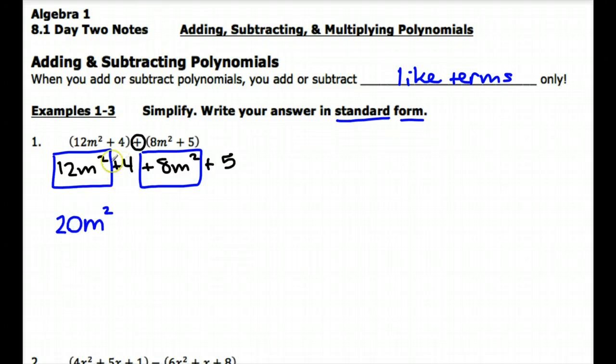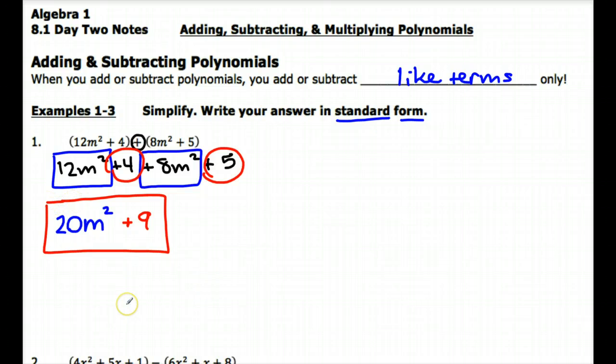And then our other like terms are our constants. We have a positive 4 and a positive 5. 4 plus 5 is 9. Okay, and this polynomial is in standard form. The m squared is the largest exponent. Constant always comes last. So this would be 20m squared plus 9, simplified.